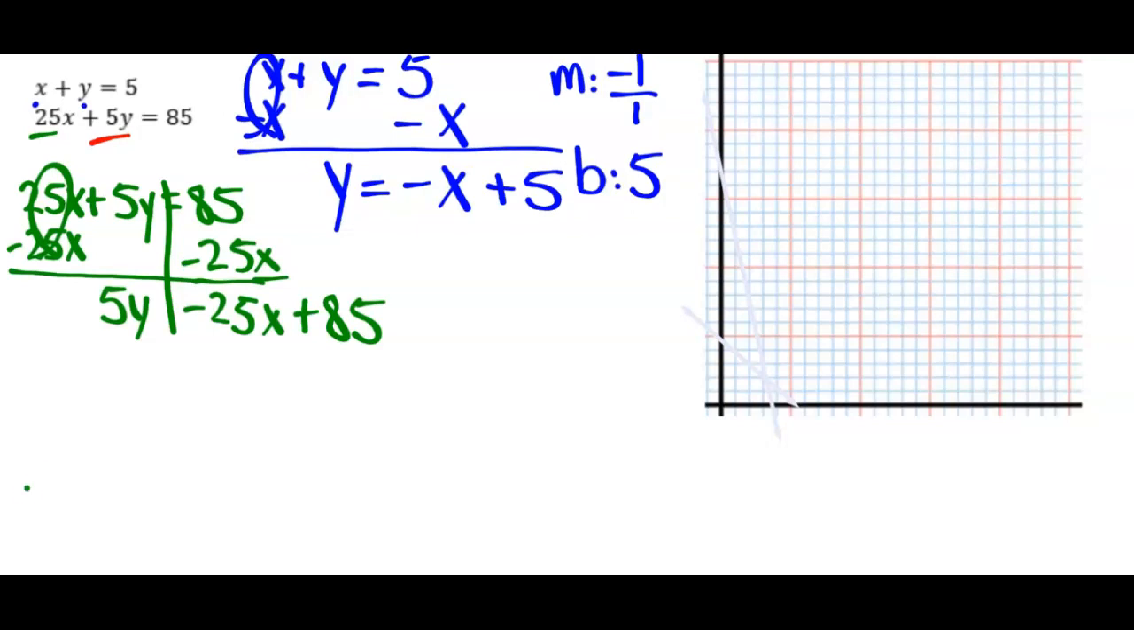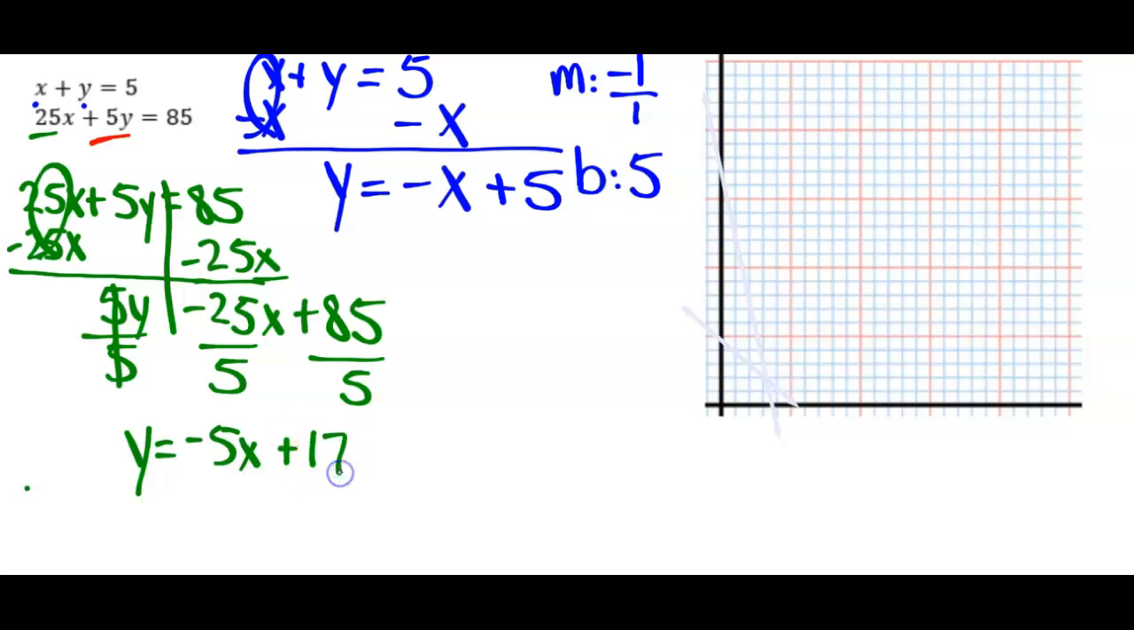So now I need to get rid of this 5 here. I'm not done yet. I need to get rid of my 5. So I have to divide everything by 5 like we did in the last class. That'll cancel. So I get y equals negative 25 divided by 5 is negative 5x. 85 divided by 5 is 17. And here's my new equation. So now what's my m here? It's negative 5 over 1. And what's my b here? It's 17.